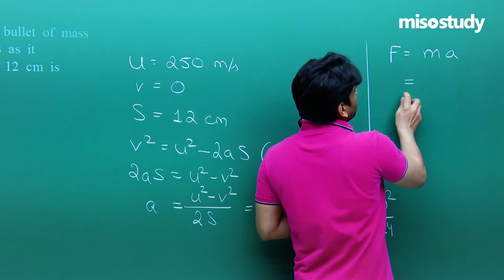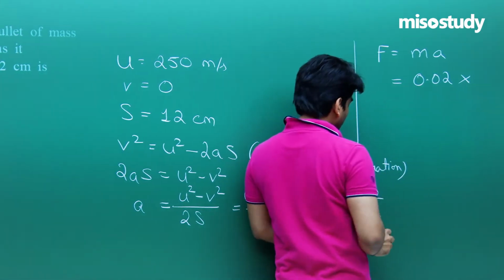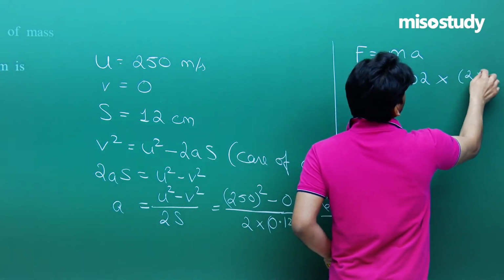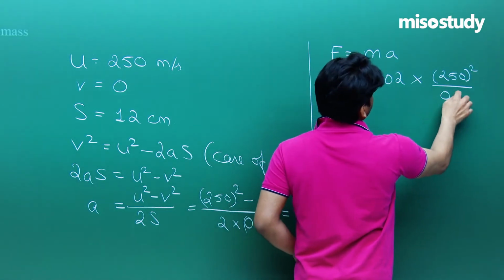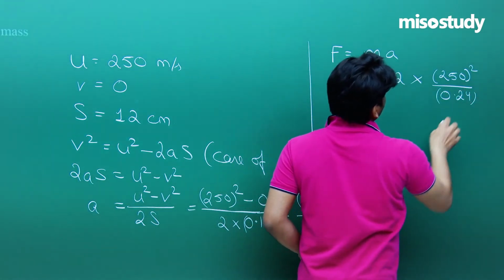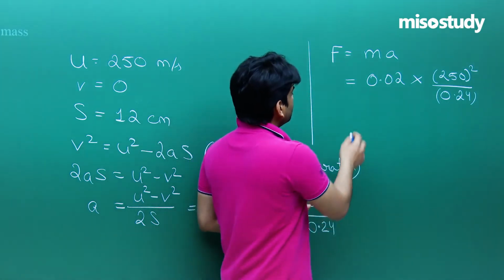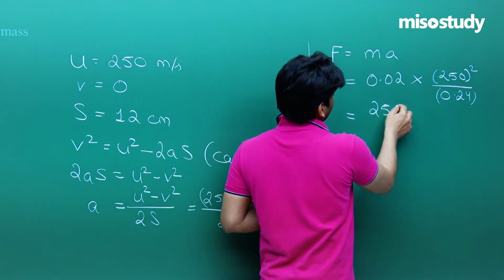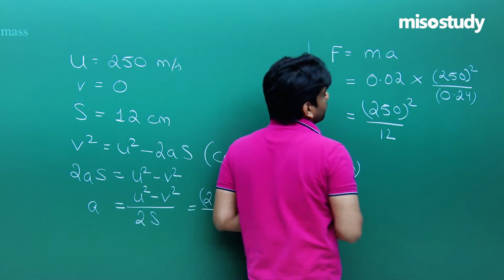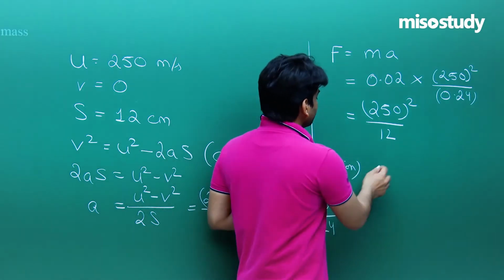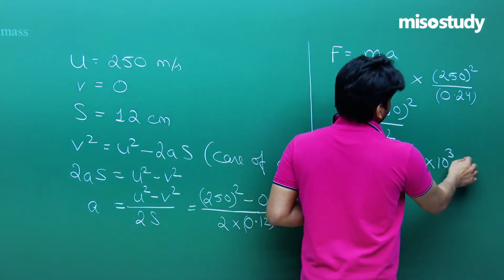Now force equal to mass into acceleration. Mass is just 20 grams, so 0.02 kg multiplied with 250 whole square divided by 0.24. This is what we need to resolve. Again 0.02 and 0.24 will give you 12. So you can simply come to the value 250 whole square divided by 12, and finally you can solve it. You'll be getting somewhere around 5.2 into 10 to power 3 Newton.